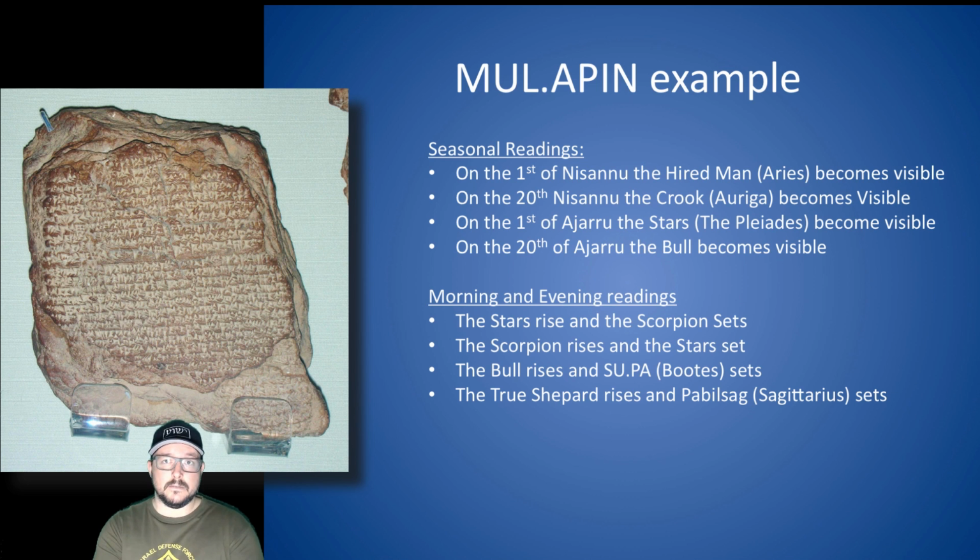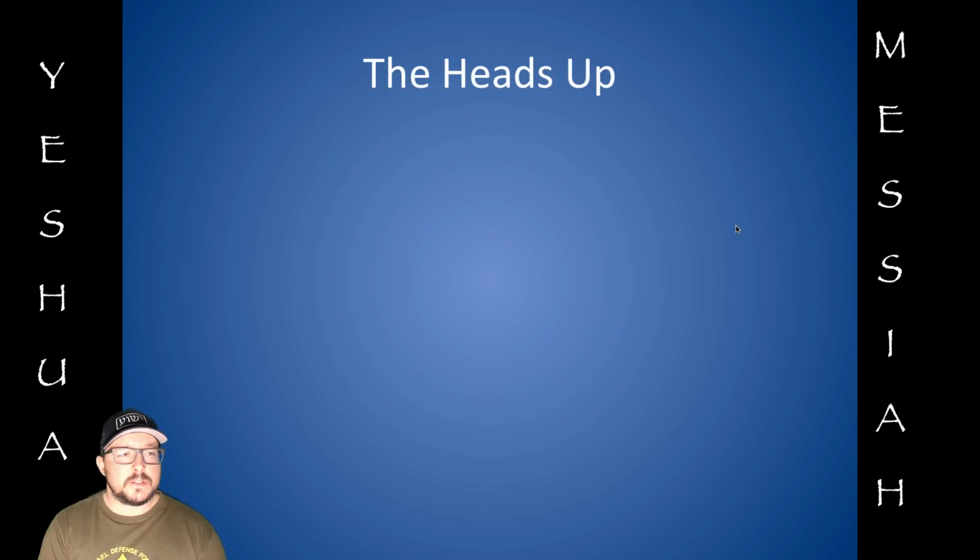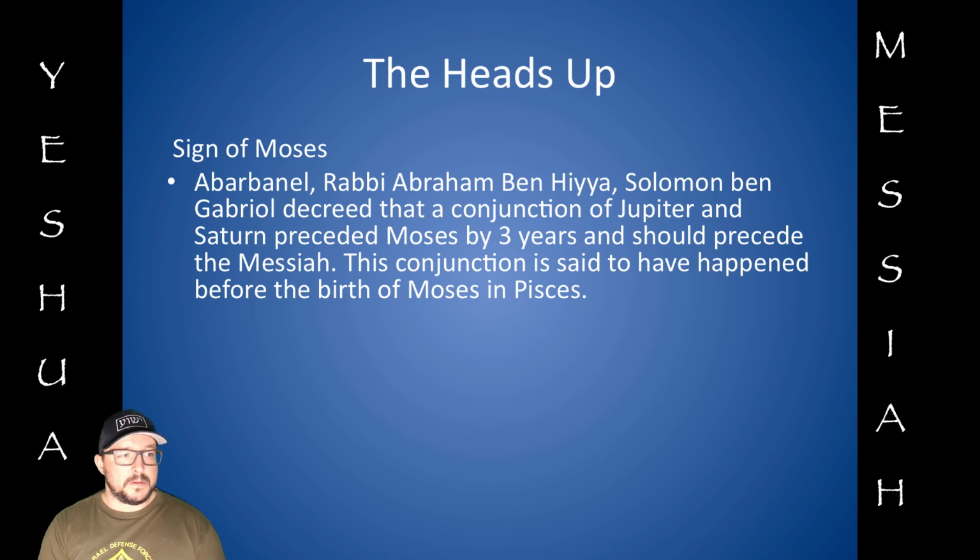It is perfectly valid that the Revelation chapter 12 sign is seen in the morning with Leo and in the evening with Virgo. So first I'm going to go through the sign of the Magi. 3 years before the sign happened, the Magi were given a heads up. And interestingly, the Jewish scribe Abarbanel, the Rabbi Abraham ben Hia, and Solomon ben Gabriel decreed that a conjunction of Jupiter and Saturn preceded Moses by 3 years and should precede the Messiah.